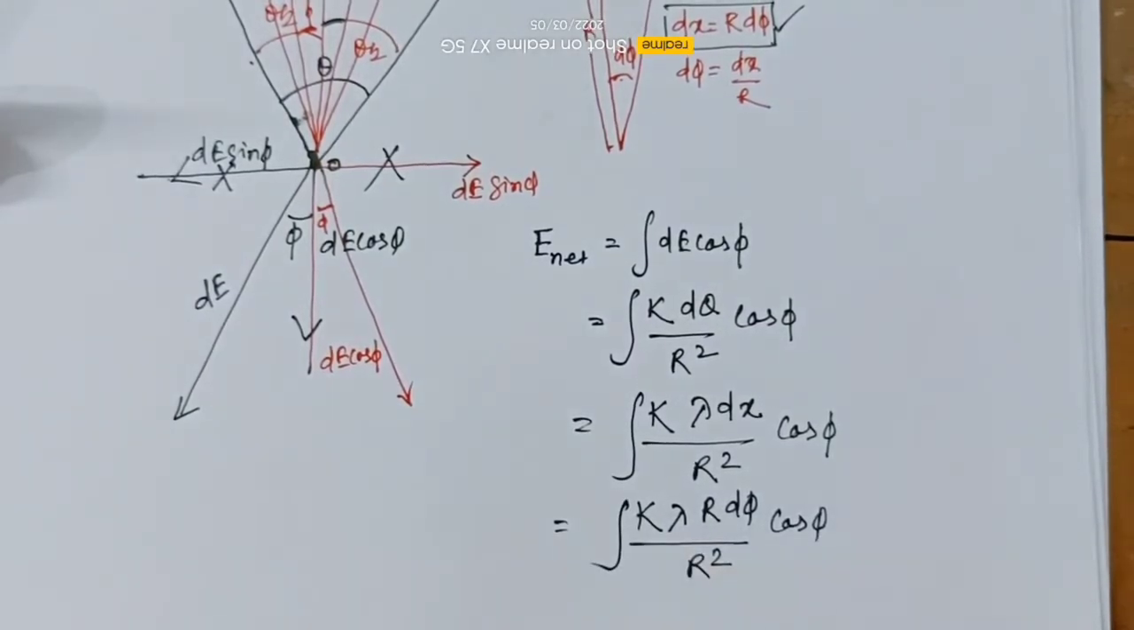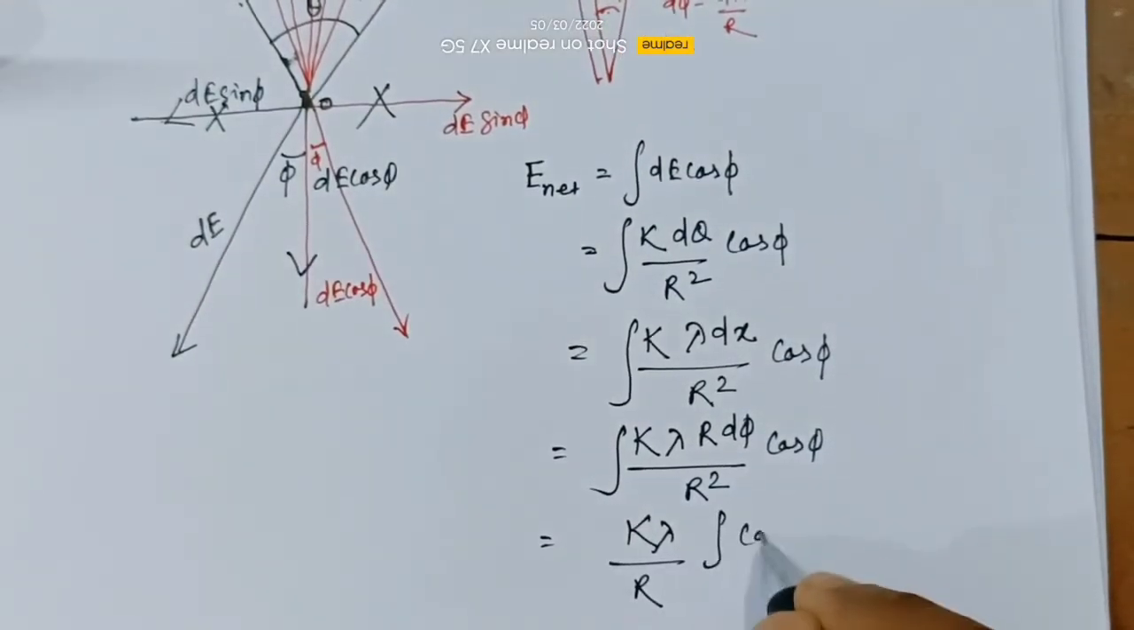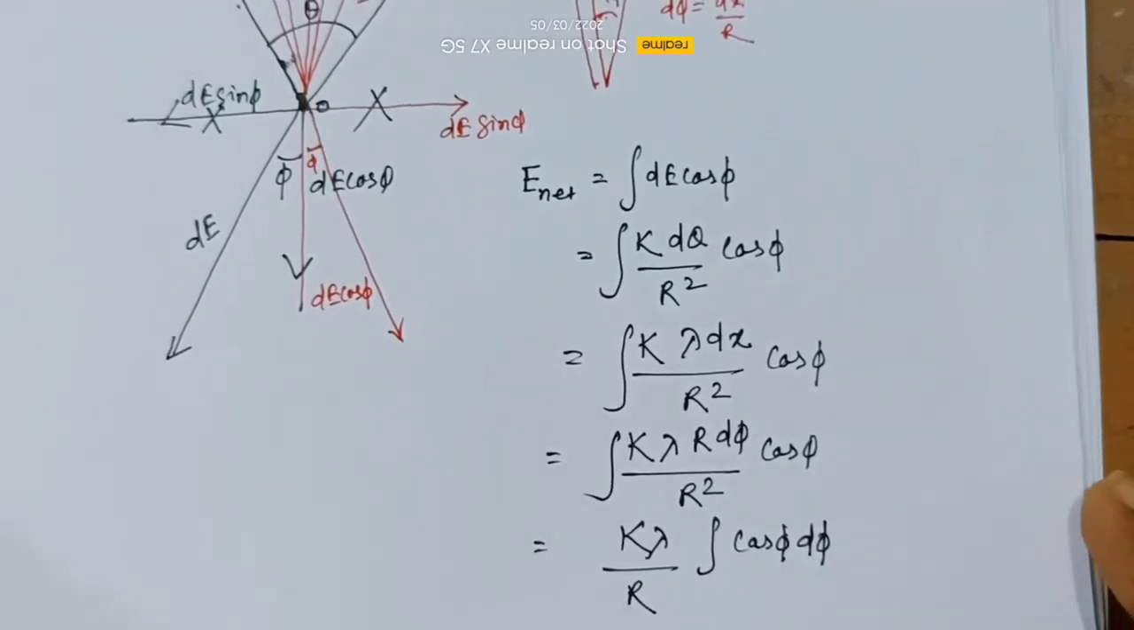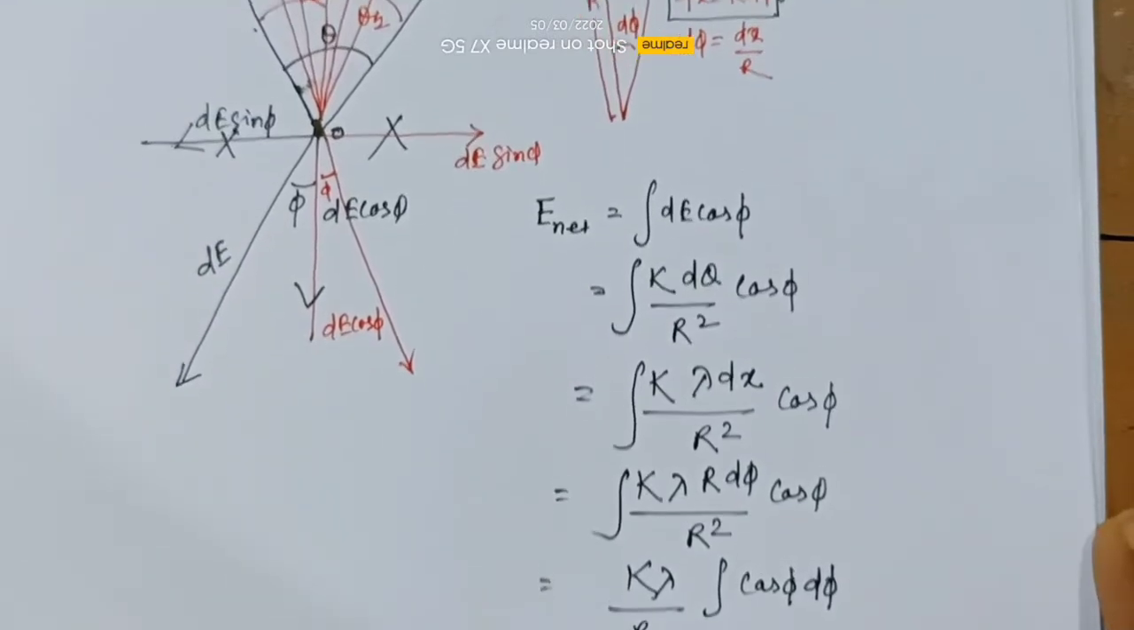This is my angle. So what is the expression coming? K lambda. This r has been cancelled. This is r. The integration is cos phi d phi. And what is the limit of the integration? This is a very important thing that you have to keep in your checklist.